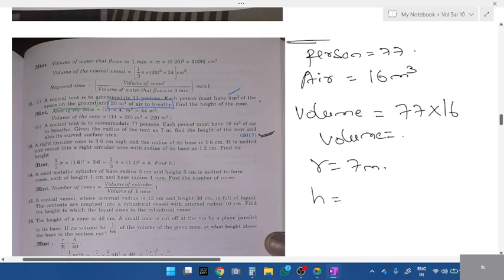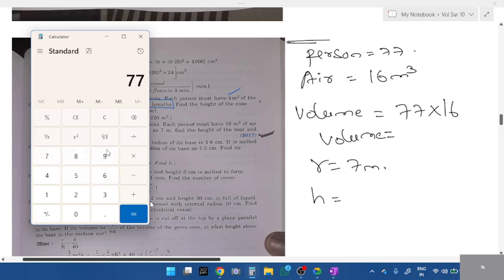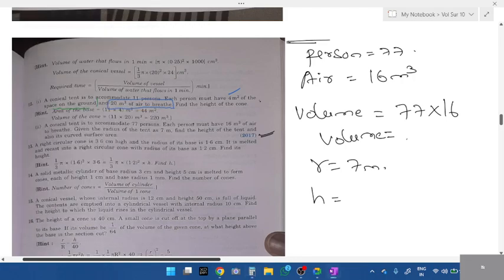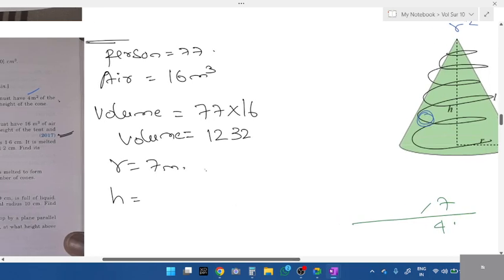Okay, what is the volume value, Tanishka? What did you get? 1239. 1232. Okay. If volume is given, use the volume formula, students. What is the volume formula? 1 by 3 pi r square H is equal to 1232, or you can just keep it as it is, 77 and 16. See, only if you use the volume formula, there is height present in it. You can find height in it.